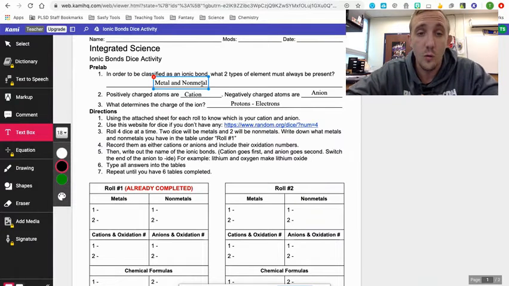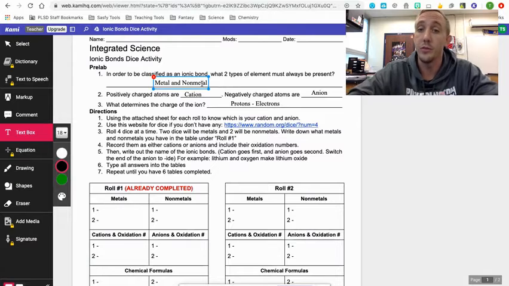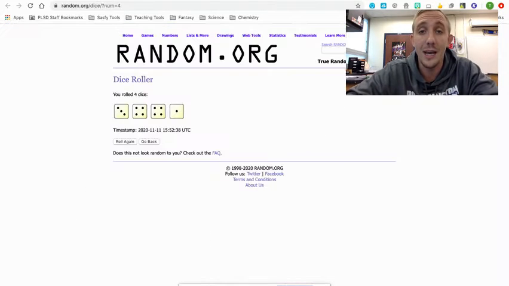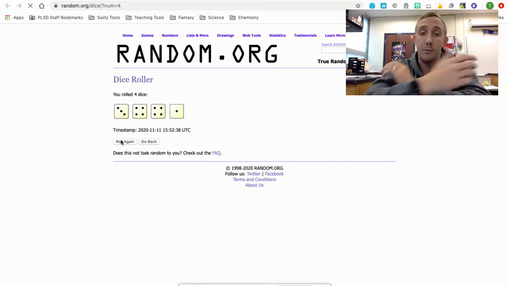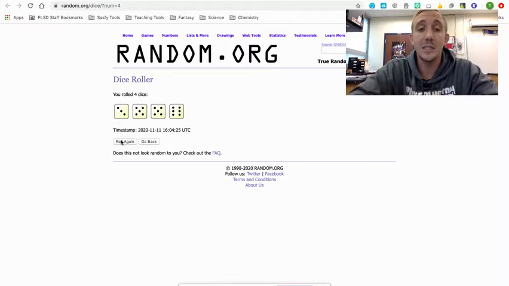You're going to roll 4 dice at a time. Two dice are for metals and 2 dice are for non-metals. Write down the metals and non-metals you have in a table under roll 1. I'm going to randomize and roll again. My dice are 3, 5, 5, and 6. For the first two dice, I'm going to mark down my metals: 3 is first, 5 is second.